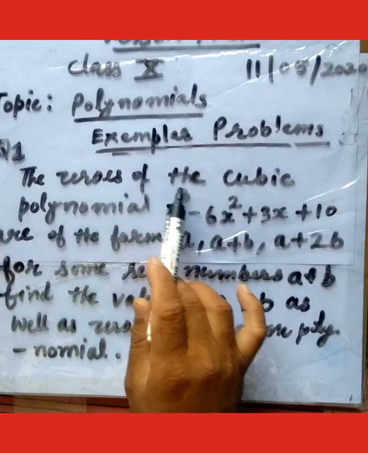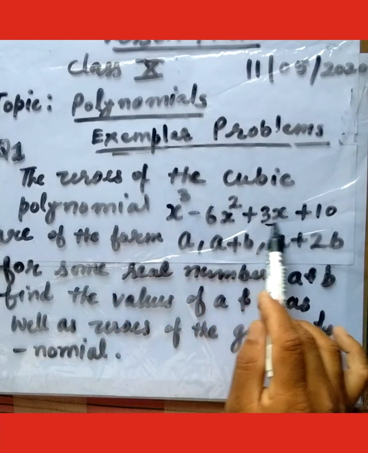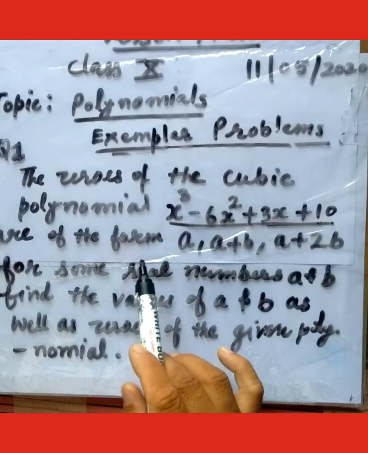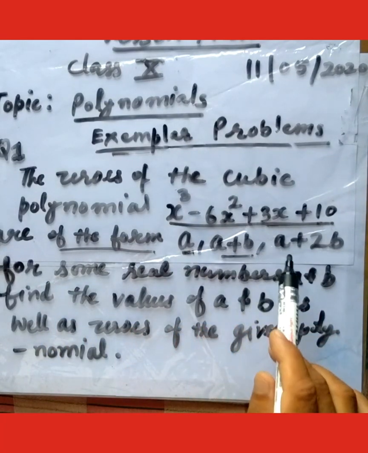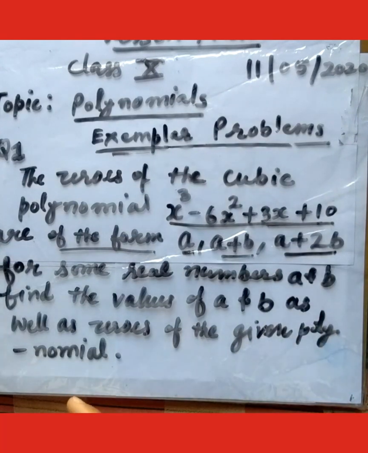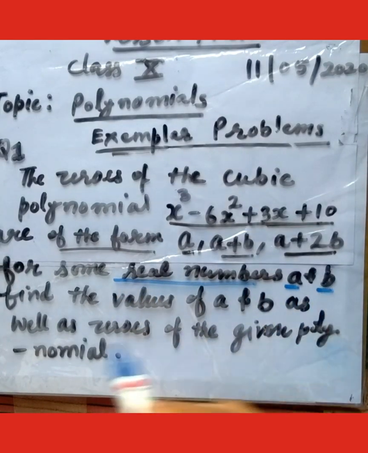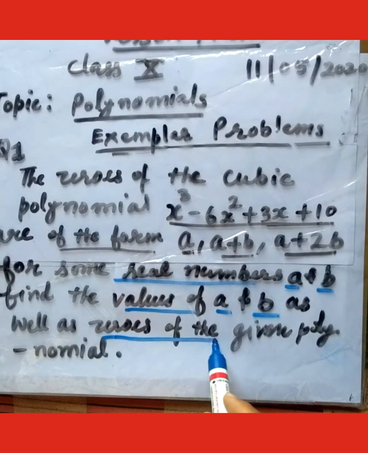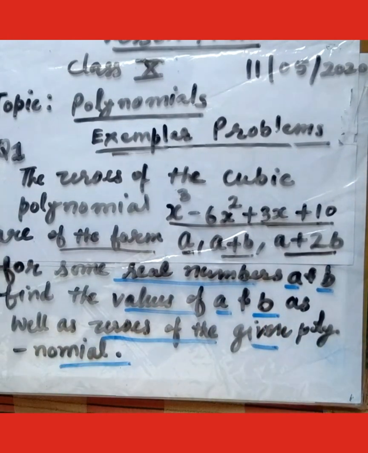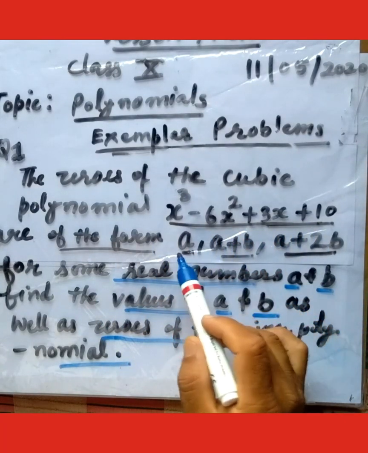The zeros of the cubic polynomial x cube minus 6x square plus 3x plus 10 are of the form a, a plus b, a plus 2b for some real numbers a and b. Find the values of a and b as well as zeros of the given polynomial. So this is a very important problem from the exemplar book.